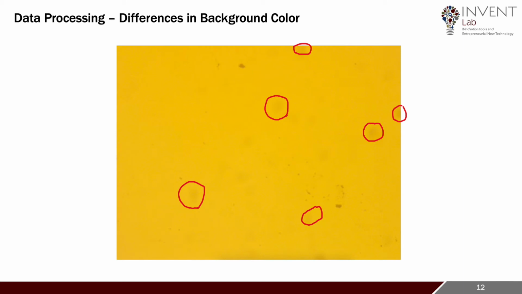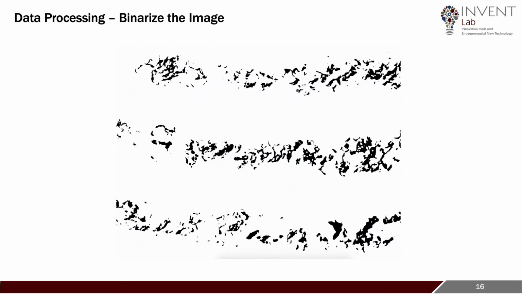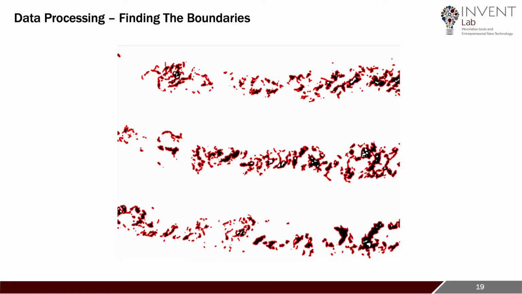Also, there's the issue of background color. Different videos may have different background colors, and we don't want the algorithm to train and come up with results based on the background color of what it's trained on. So what we can do is remove the background with video processing using the first frame of each video segment. And while we're at it, we can also binarize the image and then also find the boundaries of those binarized images so that we can identify each point of contact within a given image.